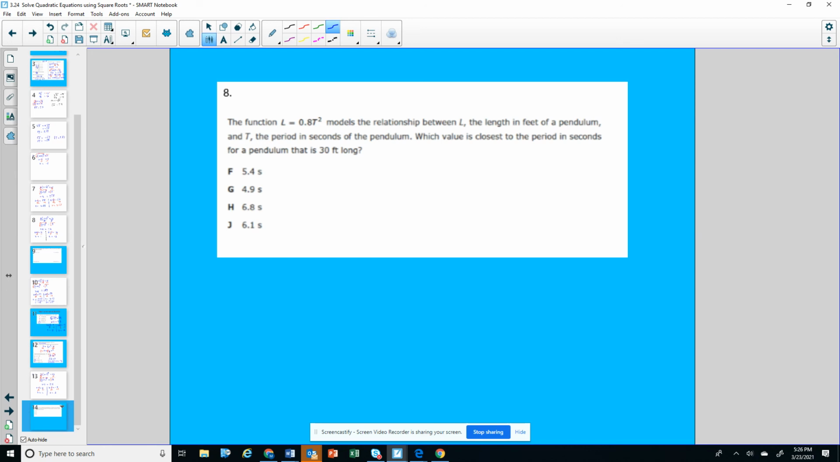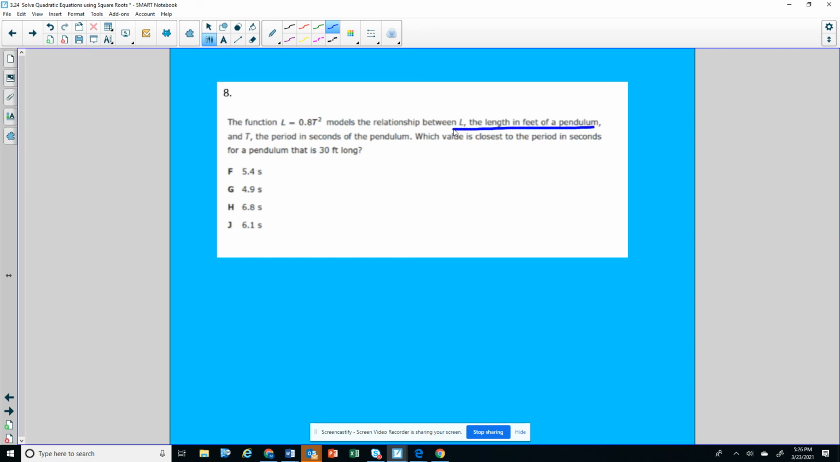Okay, the function L is equal to 0.8 t squared, and it models the relationship between L, the length in feet of a pendulum, and T, the time in seconds of the pendulum. Which value is closest to the period in seconds of a pendulum that's 30 feet long? So the bottom line is they give you the L, which is 30 feet. So this becomes 30, and they want to find T. Again, pause the video and try this on your own. You're going to solve for T.